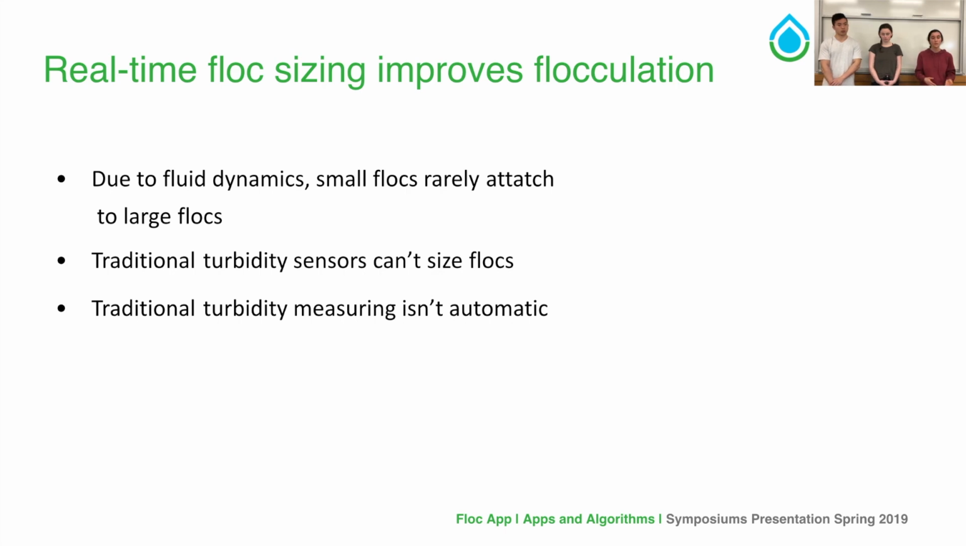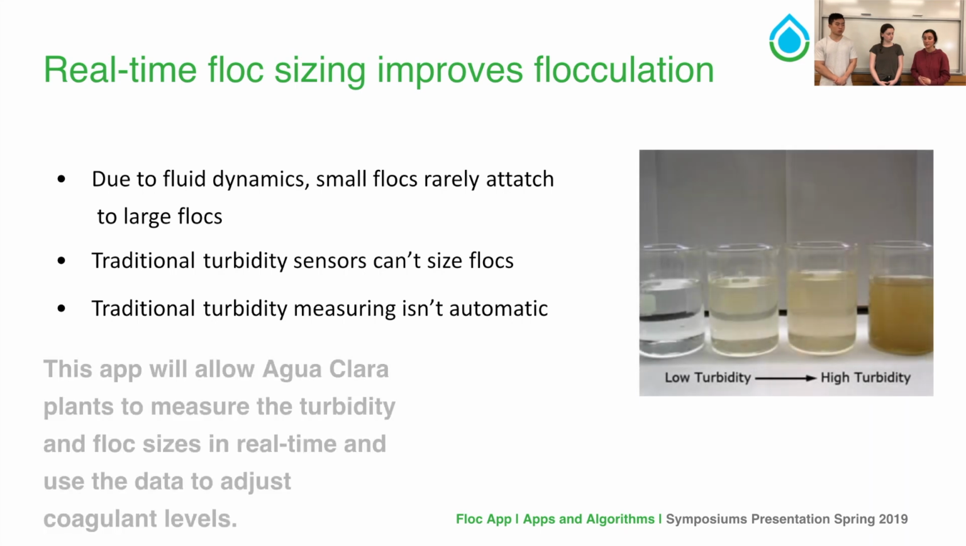The second issue with traditional turbidity measures is that it isn't automatic. It needs to be done manually, and it takes about half an hour. But with our app, it'll take only seconds, and it's much more efficient and uses fewer materials.